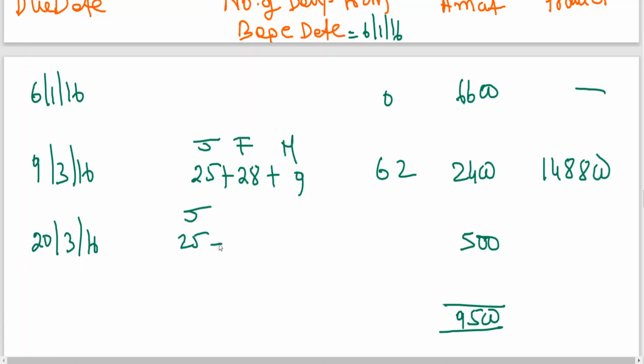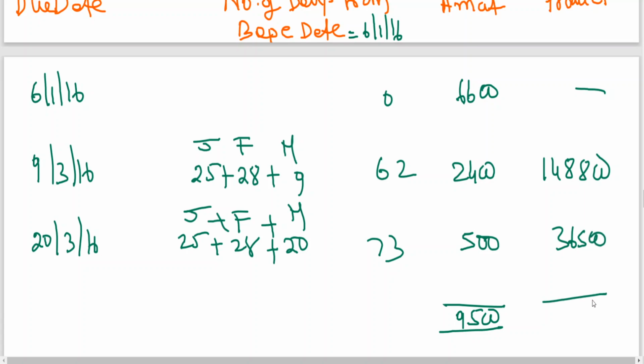In January 25, February 28, March 20. So 25 plus 28 plus 20, 73 days. 73 into 500, 36,500. So 36,500 plus 1,48,800 is coming to 1,85,300.